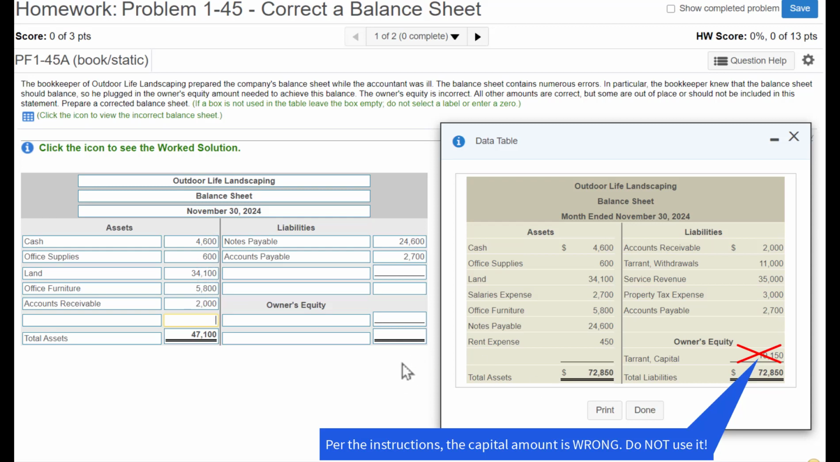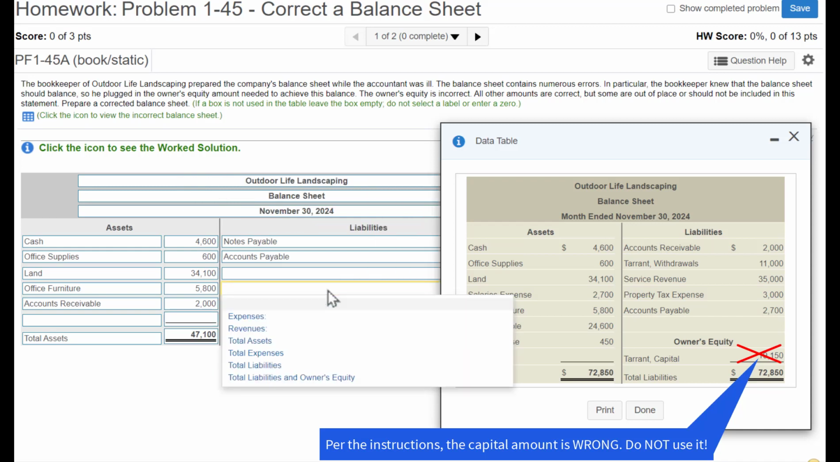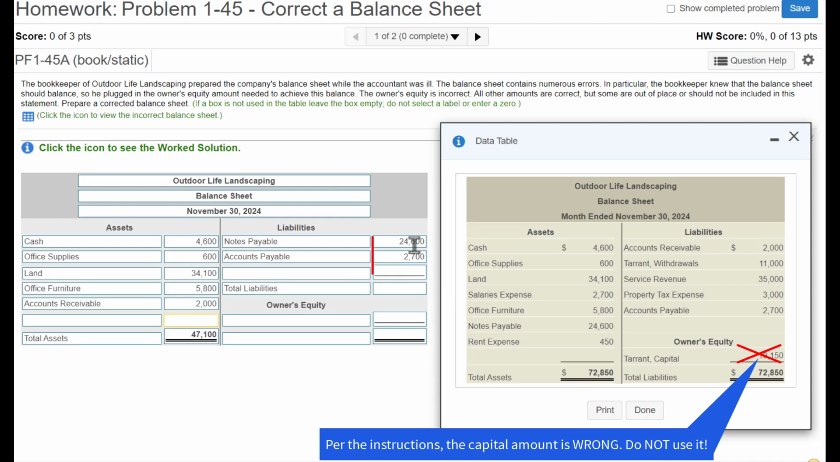All right, so now we can do total liabilities. So we're going to add 24,600 plus 2,700 gives us 27,300. So you need to put the 27,300 underneath this horizontal black line, because this horizontal black line means we're doing some type of mathematical operation. In this case, we're adding these two numbers.